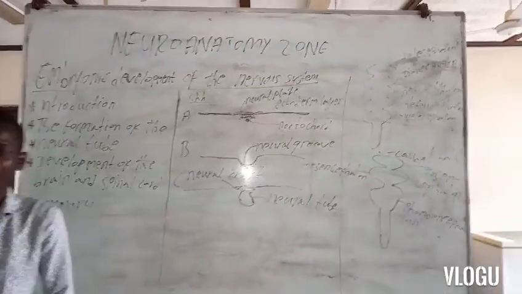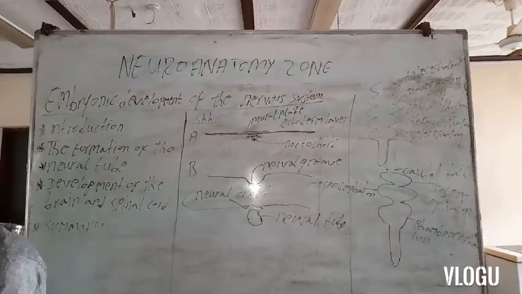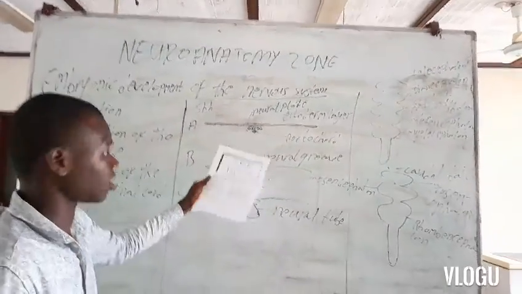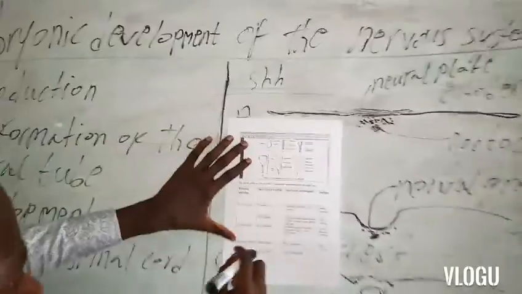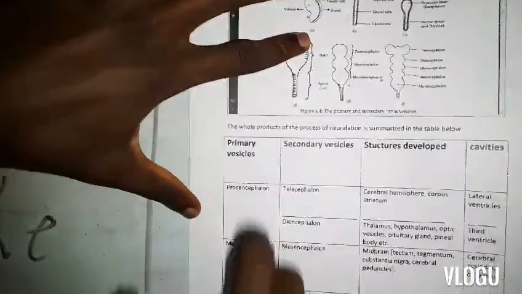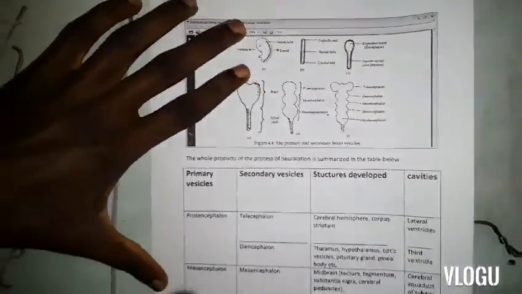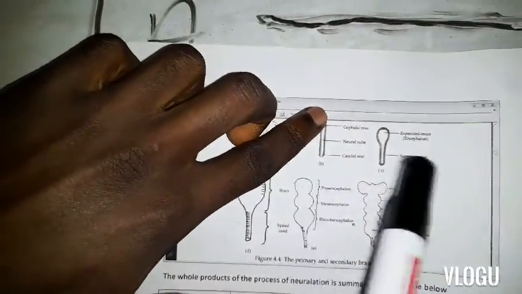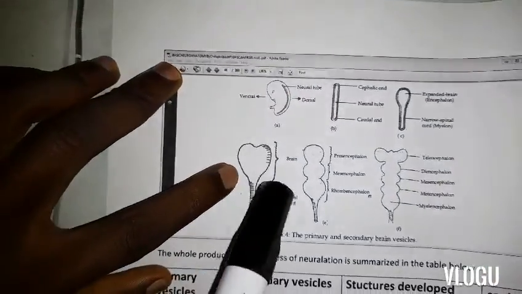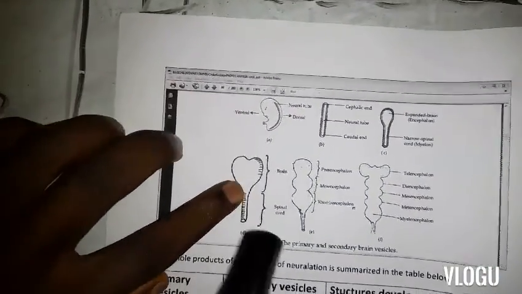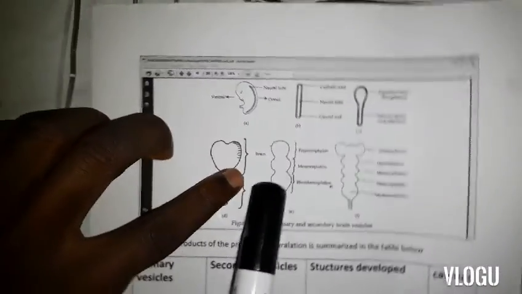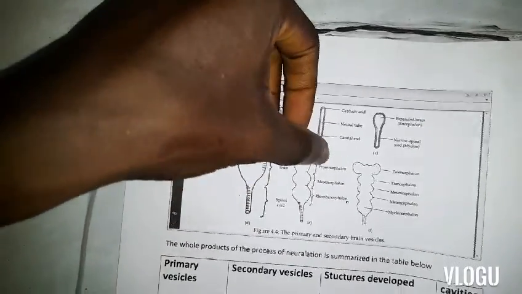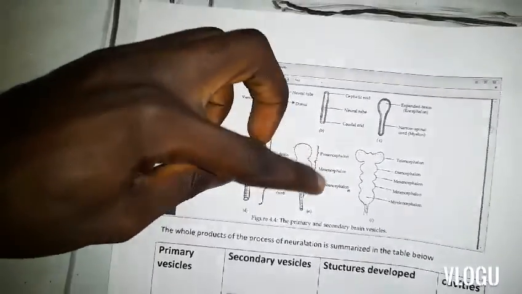But quickly before we go, I want to show you something. A summary of the whole process of neuralization. The whole process of neuralization can be summarized into this diagram, as you can see here. Okay, the summary of the whole process. You could see we have this encephalic end, as I've shown you. It becomes expanded, and then after forming this encephalic expansion, the encephalic expansion undergoes further development to produce the three primary vesicles of the brain, which are prosencephalon, mesencephalon, and rhombencephalon.